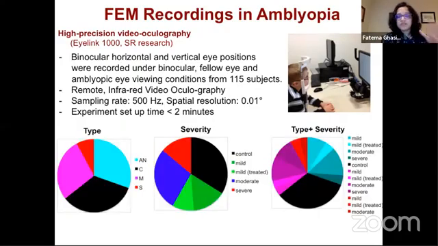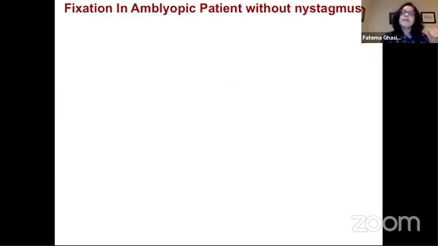And here's the distribution of the subjects. We had 1/3 controls, 1/3 were anisometropics, 1/3 were mixed with very few pure strabismics. And then when looking at severity, we had mild and moderate, and then some severe amblyopes. We divided amblyopic patients into 3 groups. The first group was amblyopic patients who did not have any nystagmus.